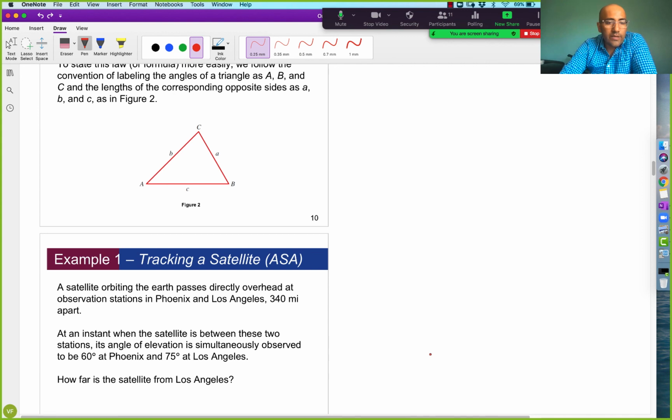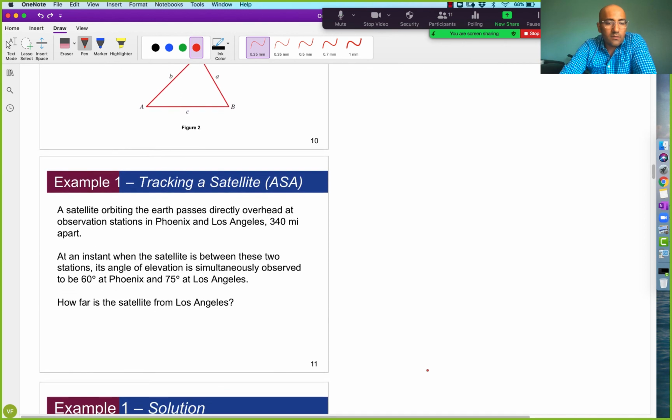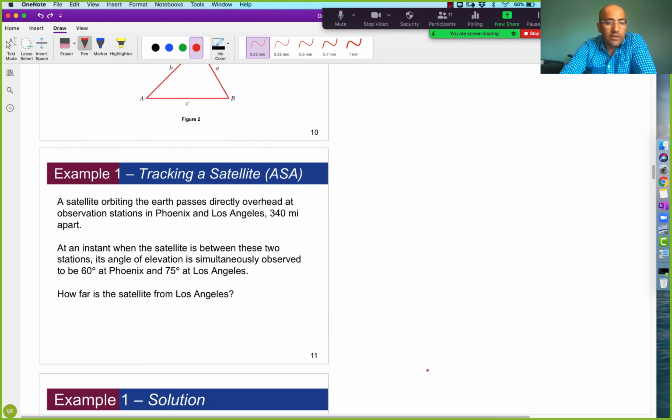A satellite orbiting the Earth passes directly overhead at an observation on Phoenix and Los Angeles, 340 miles apart. At the instant when the satellite is between the 2 stations, its angle of elevation is simultaneously observed to be 60 degrees in Phoenix and 75 degrees in Los Angeles.